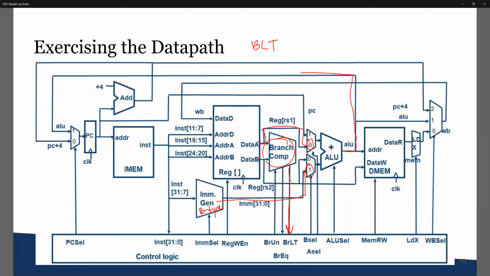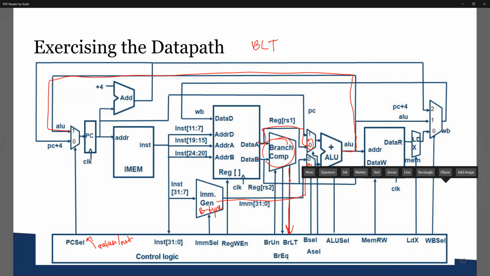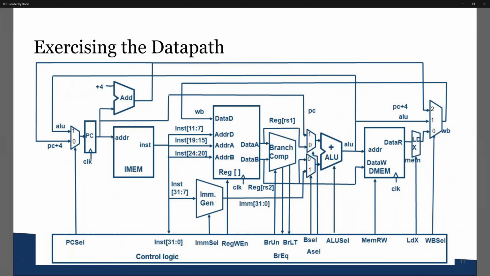Okay, so this comes back to here, right? And we will then choose from PC plus 4 or the ALU results. So this is going to be taken or not, right? Yes. Great, I think that's it. Yeah, I believe that's it. Yep. Great. Okay, next one.